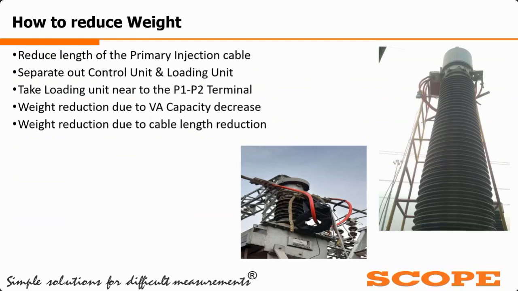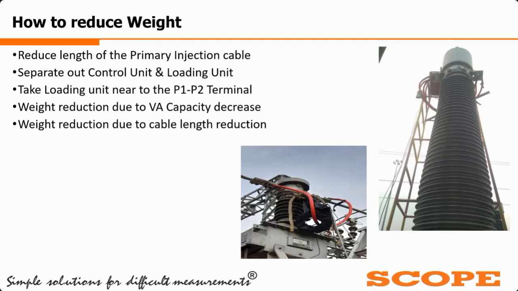The first one is the loading control unit, and the second one is the loading unit. With the help of the control unit we control the current, and the loading unit boosts the current, so we require two sets. Then what we have to do is take the loading unit near to the device under test. That is, for CT testing, we have to place the loading unit at point P1 and P2 or on the tank of the current transformer. Weight reduction is due to VA capacity decreasing.